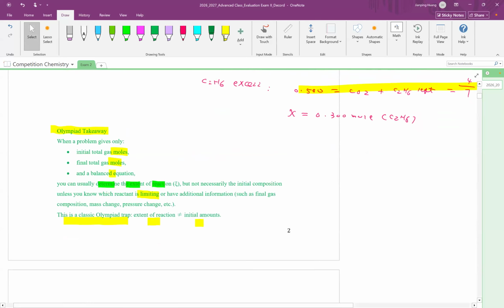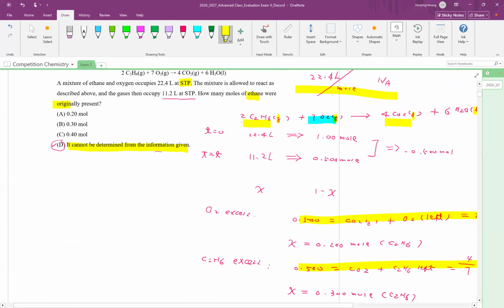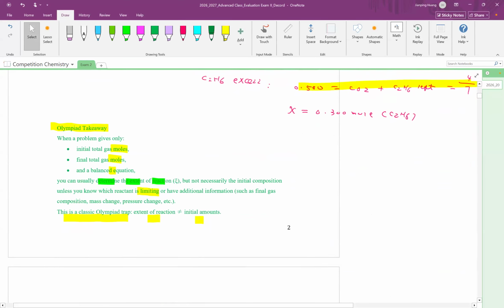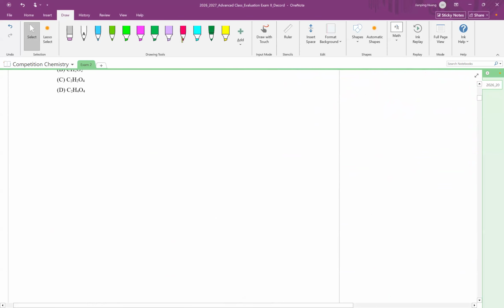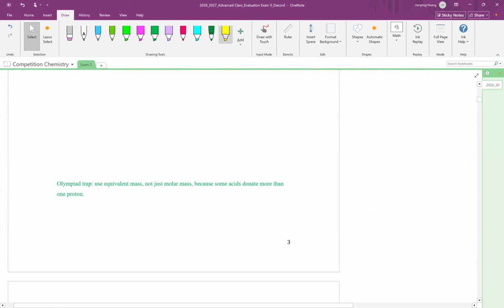Example 2. Now, your choice should be D. Give yourself one more plus if you get it right. Okay, go to the next one. Any learning? Oh, here is the learning.